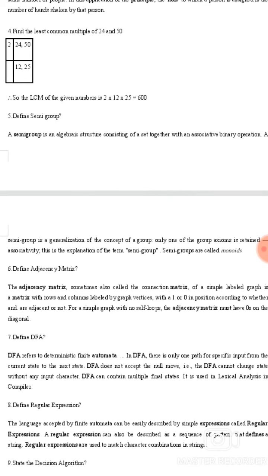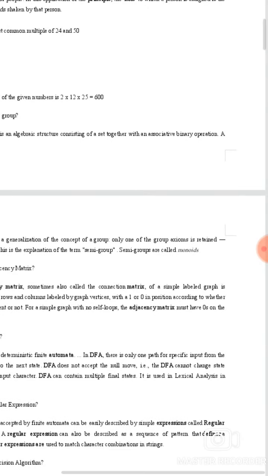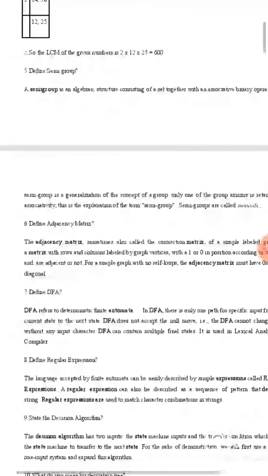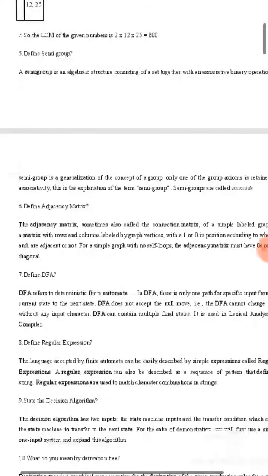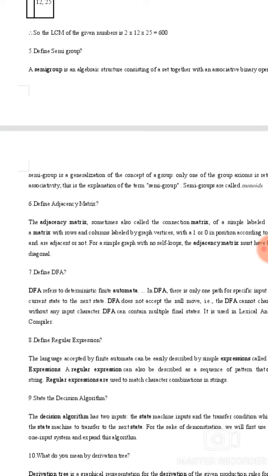Define semigroup. A semigroup is an algebraic structure consisting of a set together with an associative binary operation. It is a generalization of the concept of a group. Only one of the group axioms is retained, associativity. That is the explanation of the term semigroup. Semigroups with an identity are always called monoids.